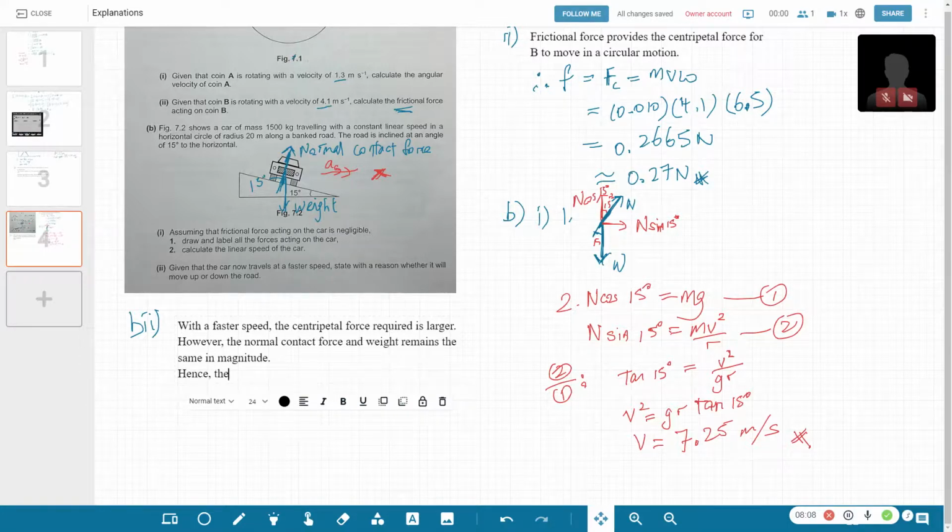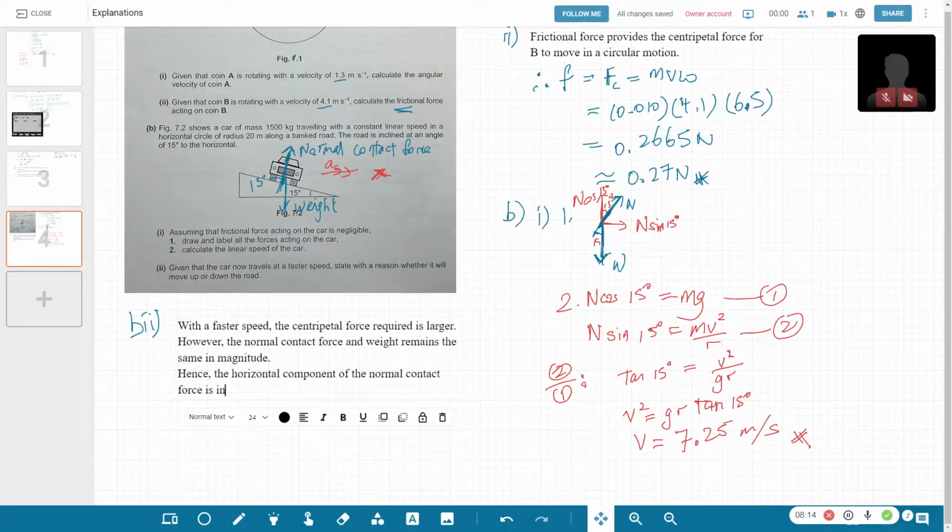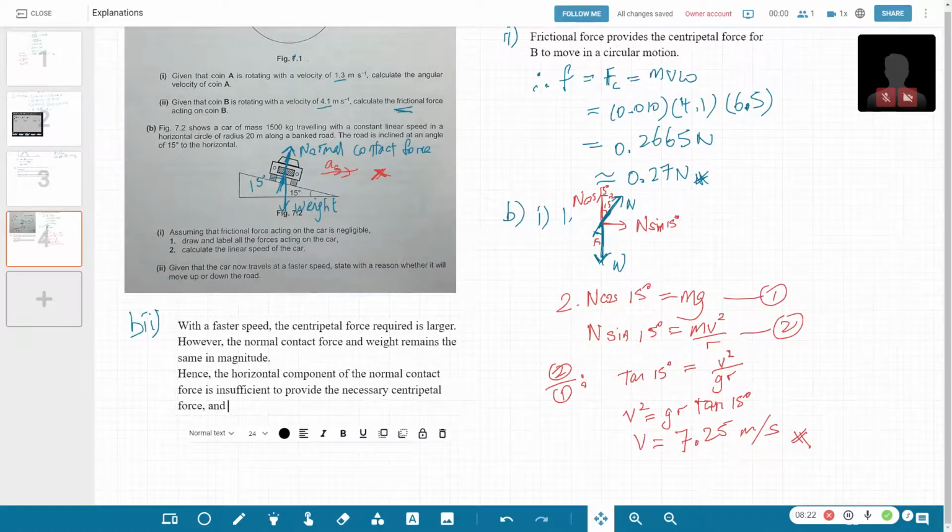Hence, the horizontal component of the normal contact force is insufficient to provide the necessary centripetal force, and the car will move up the road. Move up means go further away. It's like being thrown outwards.